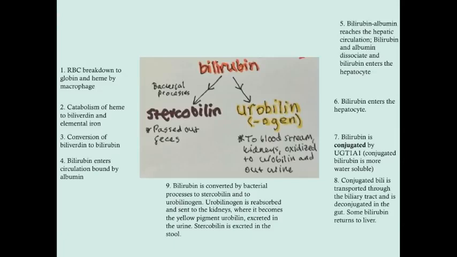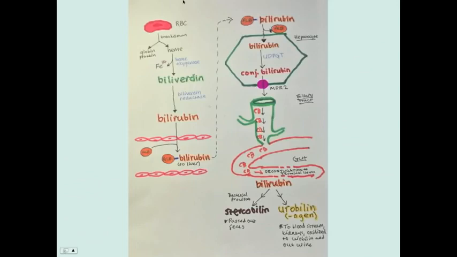The bilirubin that does not return to the liver will get converted by bacterial enzymes into stercobilin, which is passed out in the feces, or urobilinogen, which is what it is initially. And then the urobilinogen goes into the bloodstream and ultimately is excreted by the kidneys as urobilin. And that's what gives urine its yellow color. So these are your pigments for the feces and the urine. So here's your process. We went through all of this.